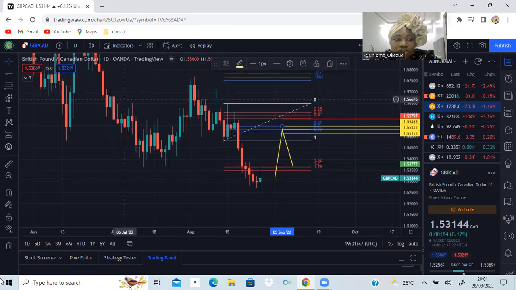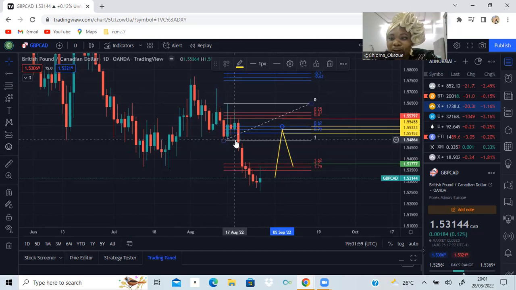So you can take a screenshot. We've done GBP card. Let's even see if we can do one index. Let's do one metal, one currency, and one index.